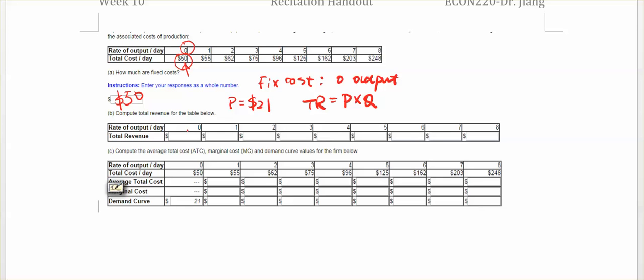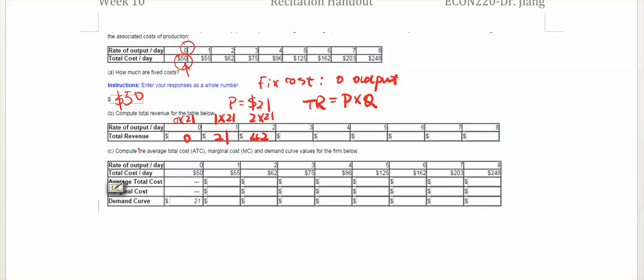Let's see, if we have zero output, 0 times 21 is equal to 0. When we have one output, 1 times 21, we get 21 as our revenue. And 2 times 21, we get 42. You can use a similar method for the rest of the blanks. Let's move on to look at the third table.